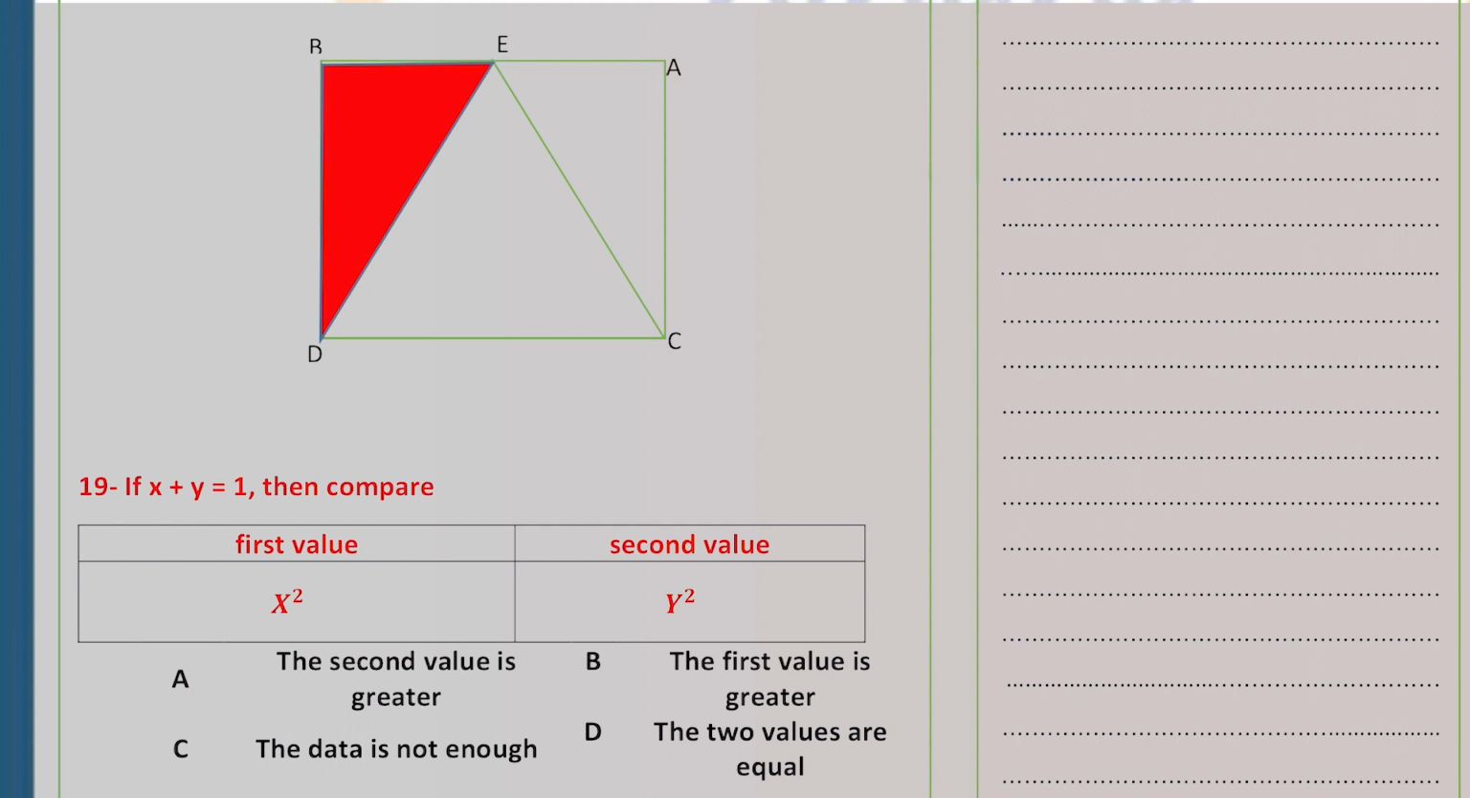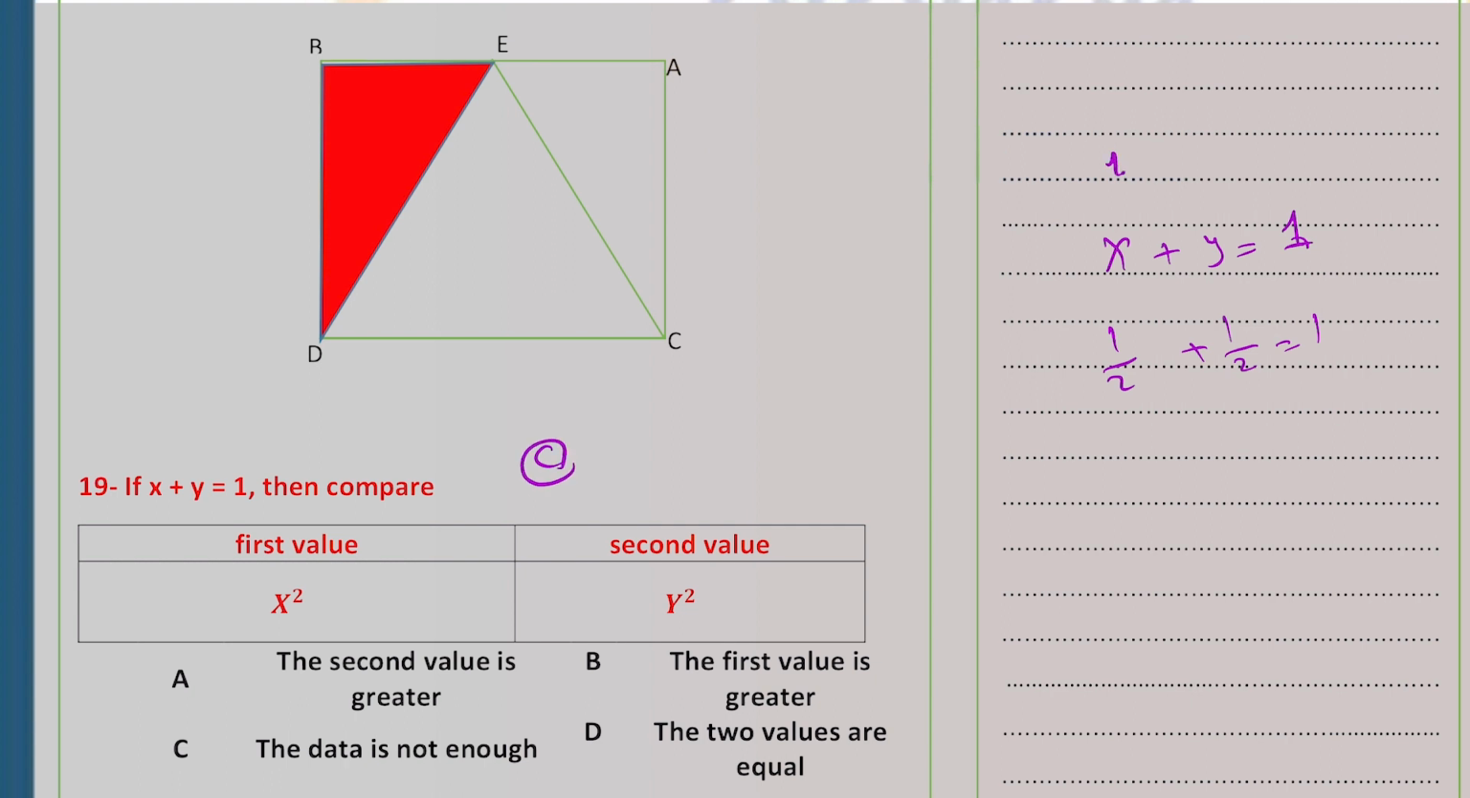Question number 19. If x plus y equals 1, then compare between x squared and y squared. Okay, x plus y equals 1. What are the different scenarios we have? Maybe x is half and y is half, so the answer is 1. So in this case, the answer will be C.